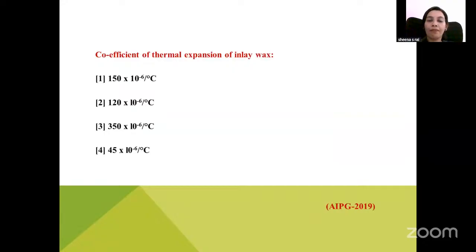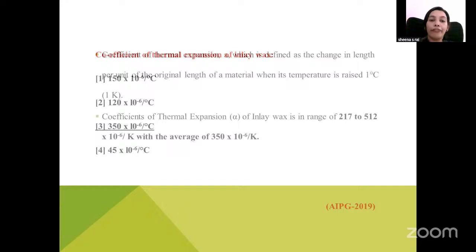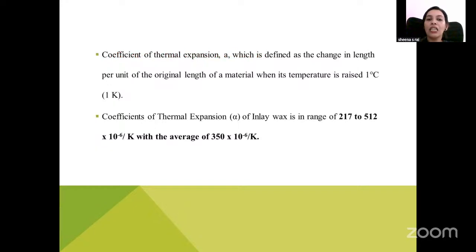Next question. The coefficient of thermal expansion of inlay waxes. This is a clear-cut question, and sometimes the question might be the range of thermal expansion of inlay wax. So you have to memorize 217 to 512 into 10 raised to minus 6 as the range of coefficient of thermal expansion. And the average is like 350 into 10 raised to minus 6 per K. Right. K means the degree of rise in temperature.